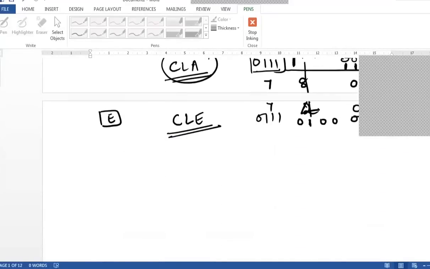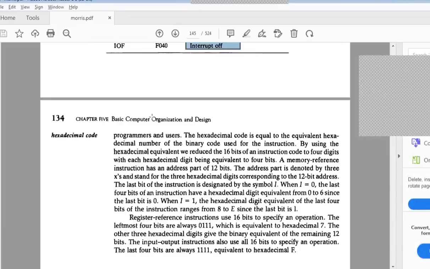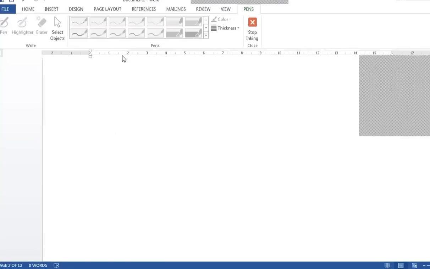Unless and until you refer to this table again, you will not remember the instructions. So please make sure that you recall and memorize these instructions, the order of these instructions, and the format. It won't take much time. You will remember it. Register reference instructions you will remember, because I explained them one by one.